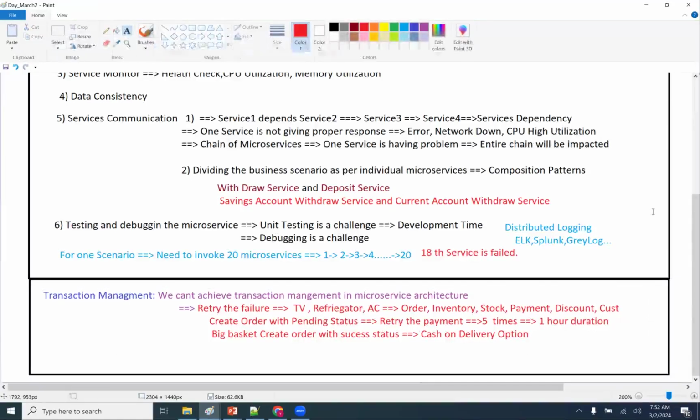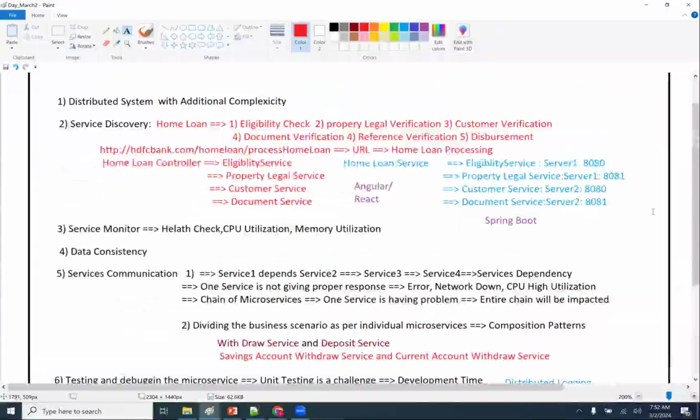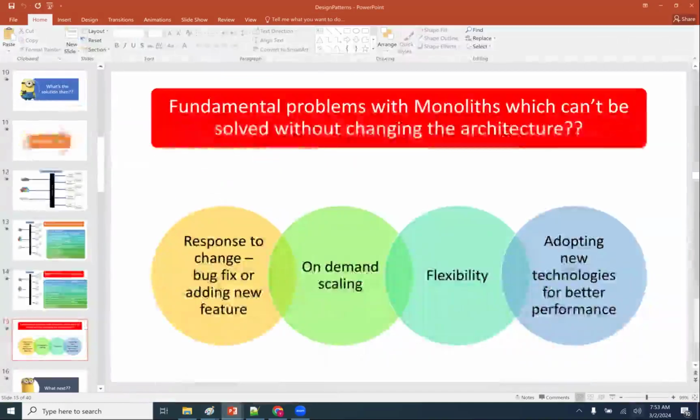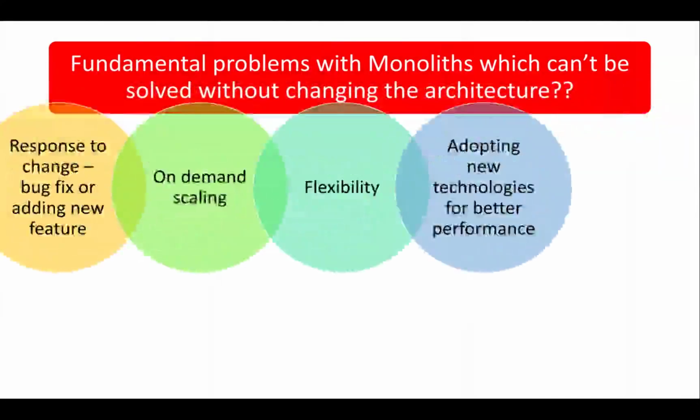Okay. So these are the challenges I can say in microservices. But if you follow the design patterns, we can overcome all these limitations. All the limitations can be addressed using the design patterns here. So that is why. I can note down some of the points here, guys.